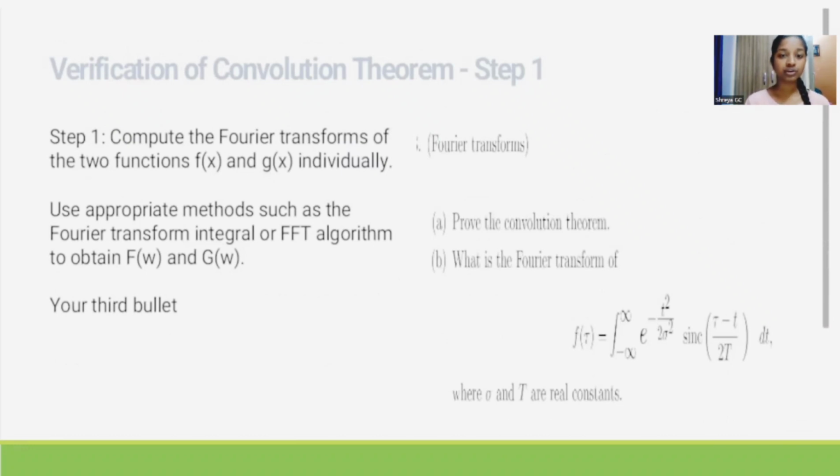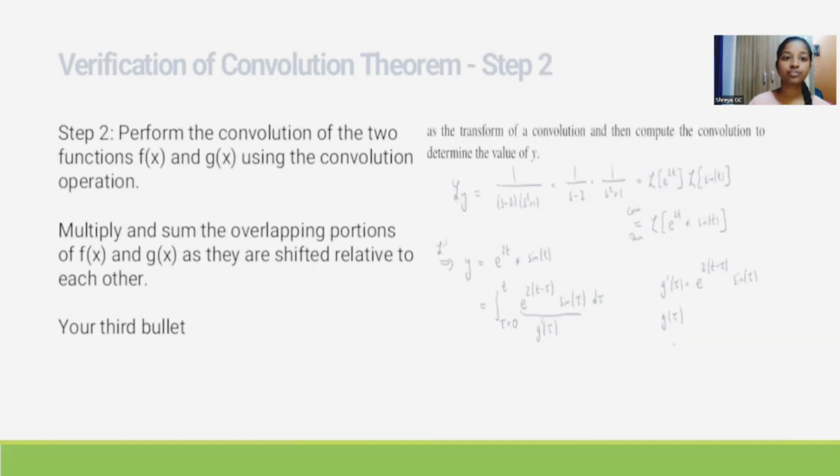Now, verification of convolution theorem. There are 4 steps in verification of convolution theorem. So firstly, step 1. Compute the Fourier transforms of the two functions f(x) and g(x) individually. Use appropriate methods such as the Fourier transform integral or FFT algorithm to obtain F(w) and G(w). Step 2. Perform the convolution of two functions f(x) and g(x) using the convolution operation. Multiply and sum the overlapping portions of f(x) and g(x) as they are shifted relative to each other.